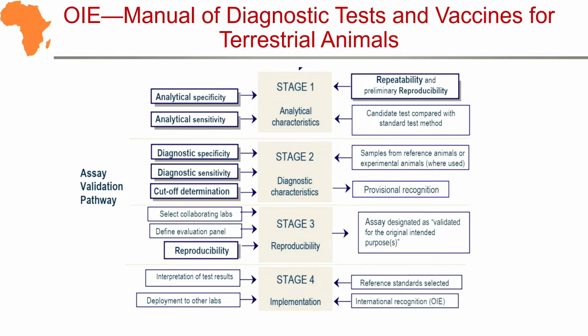Then we select labs that are going to validate the test. So we define an evaluation panel. That is the titer we're working on.